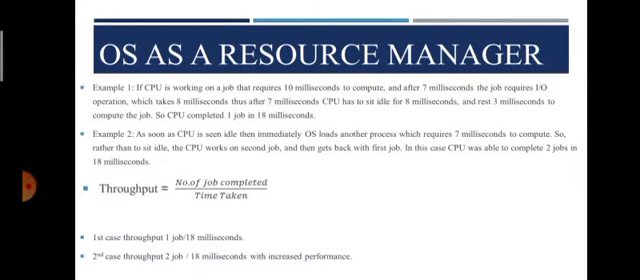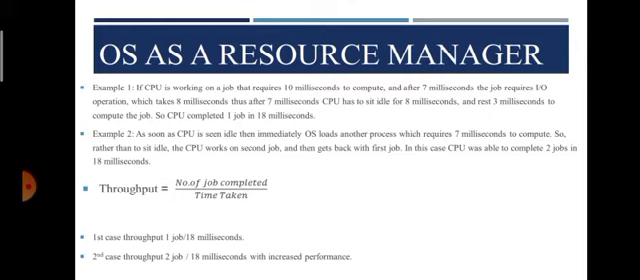So, operating system as a resource manager. Example number 1. If CPU is working on a job that requires 10 milliseconds to compute, and after 7 milliseconds the job requires an input-output operation which takes 8 milliseconds, thus after 7 milliseconds the CPU has to sit idle for 8 milliseconds and the rest 3 milliseconds to compute the job. So the CPU completed one job in 18 milliseconds.